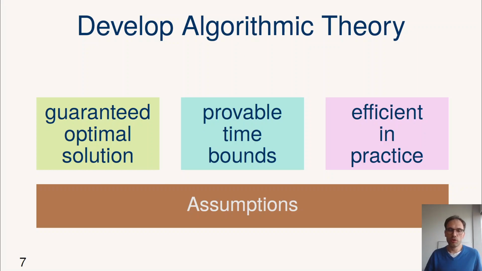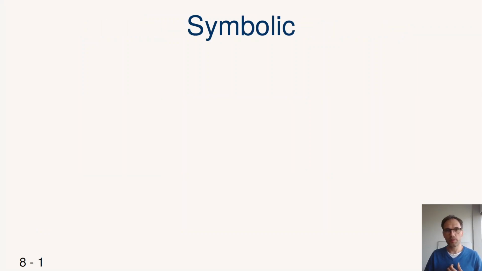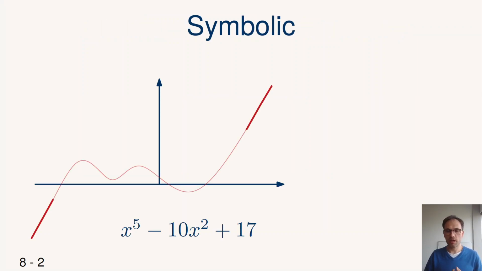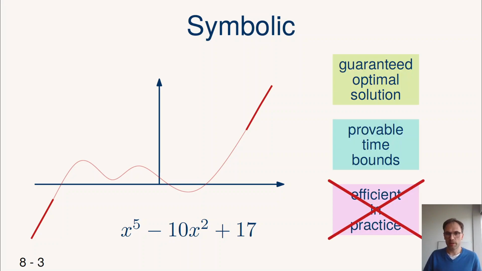Let me go through existing algorithmic techniques and what they're capable of doing. Symbolic methods are maybe the oldest methods. Here, to give an illustration, this polynomial has odd degree, so we know it has a 0. So we can decide, yes, this polynomial has a 0, without actually knowing what the polynomial looks like geometrically. These types of methods stem from real algebraic geometry: great in theory, horrible in practice.